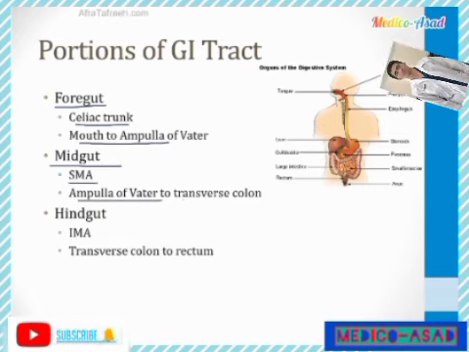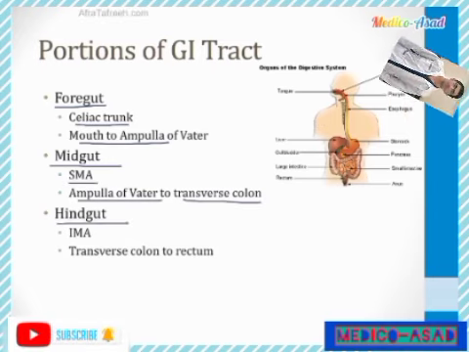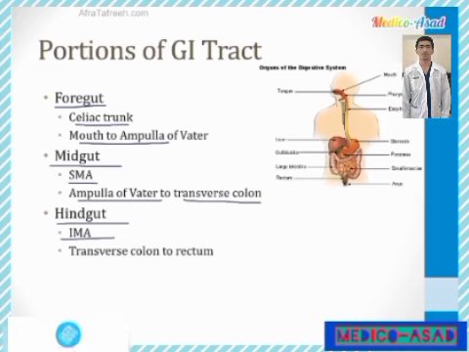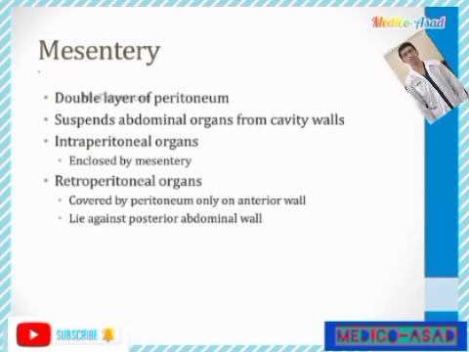This is everything from the ampulla of Vater to the transverse colon. And finally, the hindgut gives rise to everything supplied by the inferior mesenteric artery. That includes structures from the transverse colon to the rectum. Next, let's talk about the mesentery.